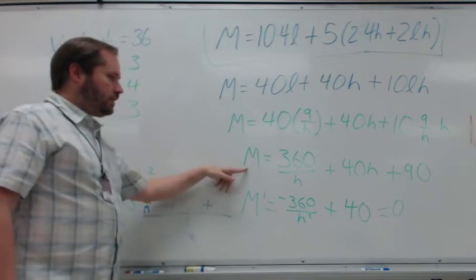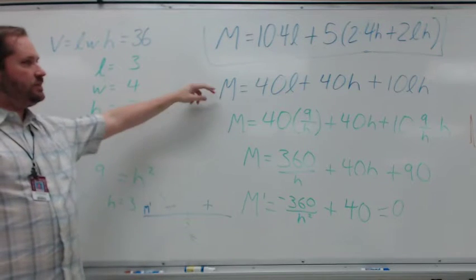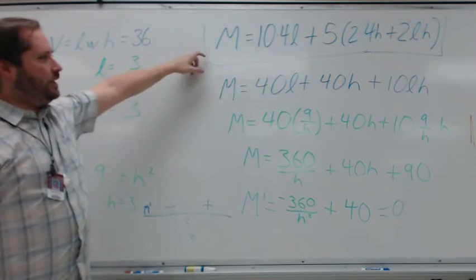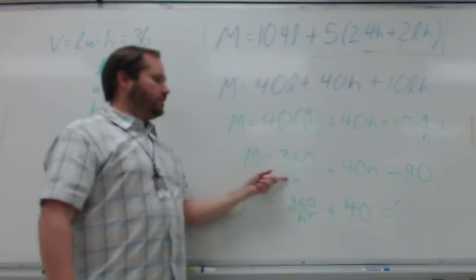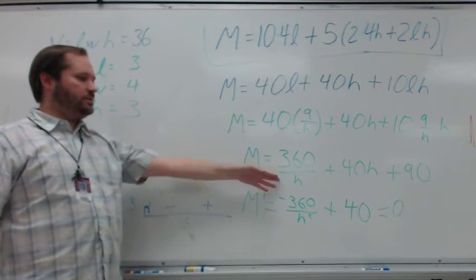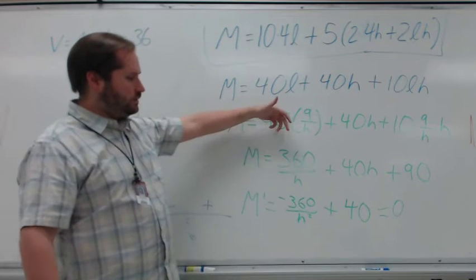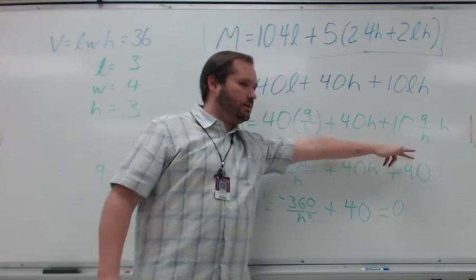We could plug them in here to calculate the cost. That'd be a really easy part. Or any of these M's. The only reason I don't want to use this one, you can, but there's just so many things to plug in, lots of little math. I like this one because it's only one variable. All I got to do is my whole cost is dependent on what h is, and h is 3. So 360 over 3 is 120 plus another 120 plus 90.